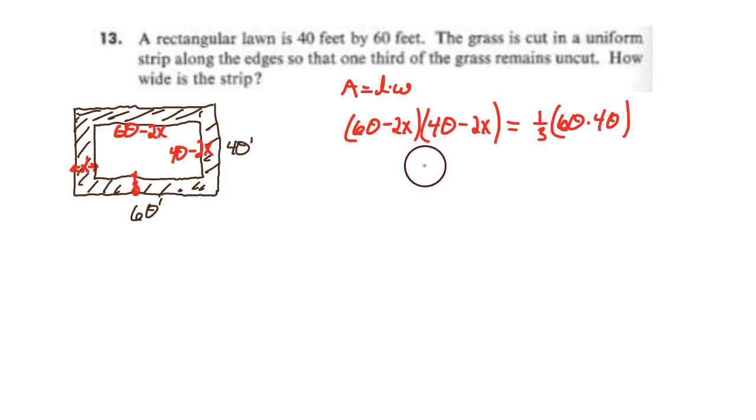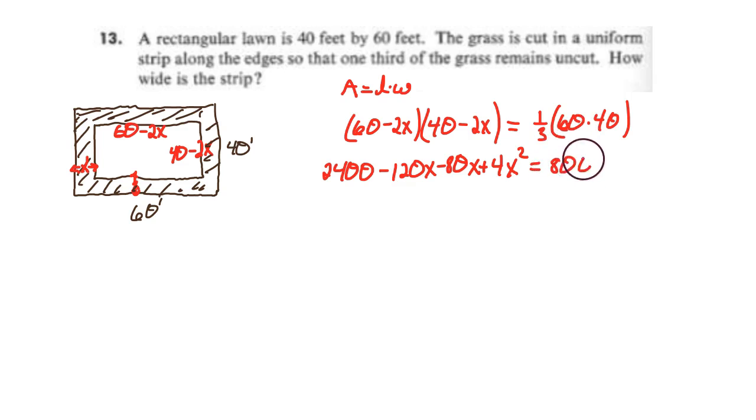Now let's multiply the left side together with FOIL. 60 times 40 is 2,400. 60 times negative 2x is negative 120x. Negative 2x times 40 is negative 80x. And negative 2x times negative 2x is positive 4x squared. 1/3 of the 60 times 40 is 1/3 of 2,400.